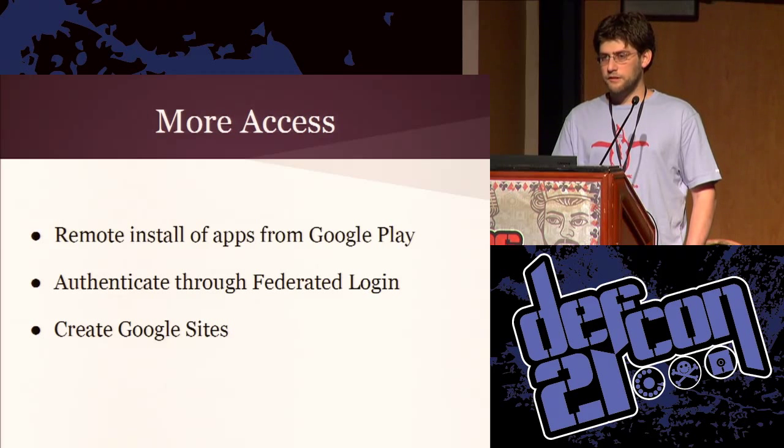So some of the other things that I've been finding that you can do, once you have the WebLogin token, you can go ahead and install apps from the Google Play Store onto the device you've already compromised, but also other devices that are associated with that Google account. You can also access other websites which might use Google Federated Login. And with Google Sites, you could make a website on behalf of the victim. These are all things that are applicable for Google Apps and regular Google users.